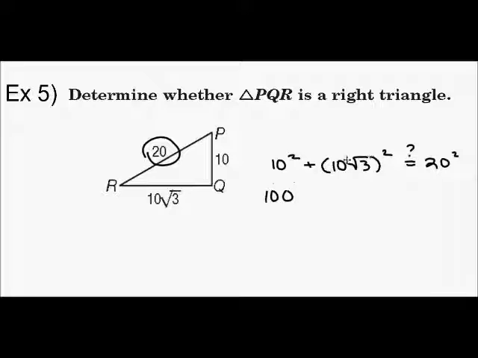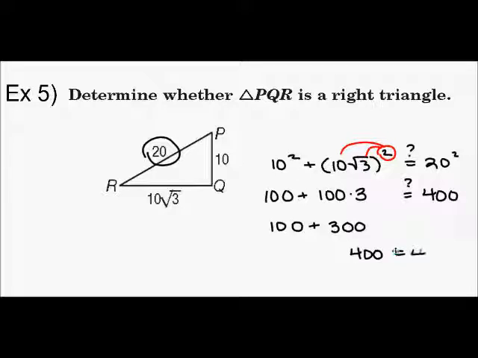If I square 10 times the square root of 3, I have to distribute this square to both parts of this. So I'm going to get 10 squared is 100. Square root of 3 squared is 3. So does this equal 20 squared is 400? I get 100 plus 3 times 100 is 300. And this is a 400, which does in fact equal 400. Since those are equal, I'm going to say yes, it is a right triangle.